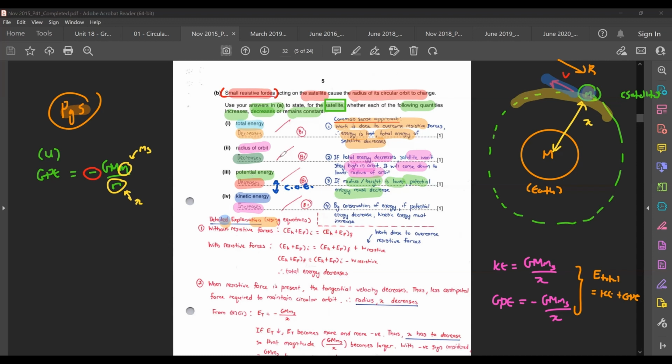Now in your question, you are really just supposed to state what happens to the energies. You are not really required to explain. It's not a state and explain question. This one is just a state question. So you don't need to explain why certain things are like they are. All right, so this one should be okay, right? Here for the last part, part 4, I mentioned that by conservation of energy, the potential energy is decreasing, so the kinetic energy must increase.